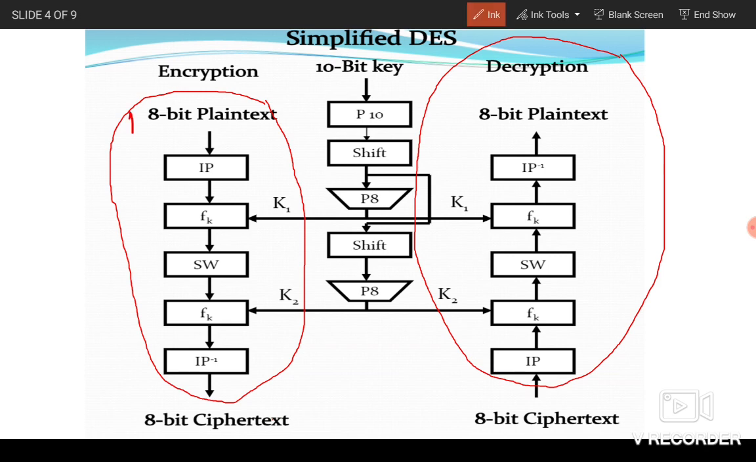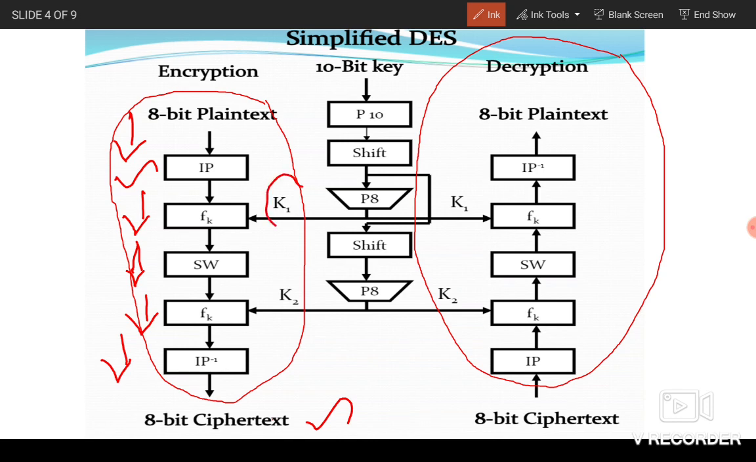So we have the input 8-bit plain text. Initially it is permuted, that is, the bits are rearranged using the initial permutation. Then it is given to the complex function. After the function it is swapped, the contents are exchanged. Again we go with one more complex function. Then we go with the inverse initial permutation and we get the 8-bit ciphertext.